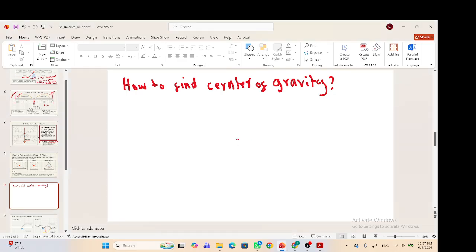Let me draw a simple picture here for you. For example, this is your book. How can you find the center of gravity of this book? Sir, I think if it is a book in our hands, we can check which part is the center and which part keeps the balance. Which part of this book keeps the book balanced, that would be the center of gravity.